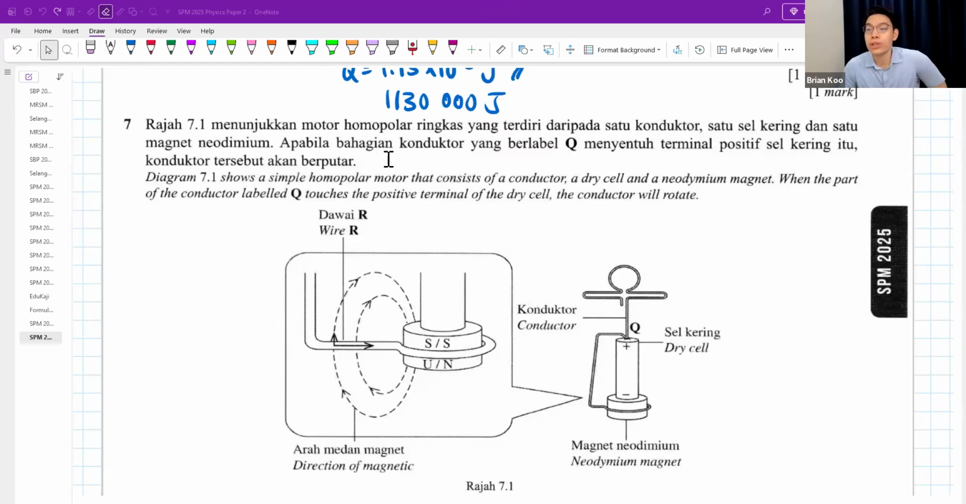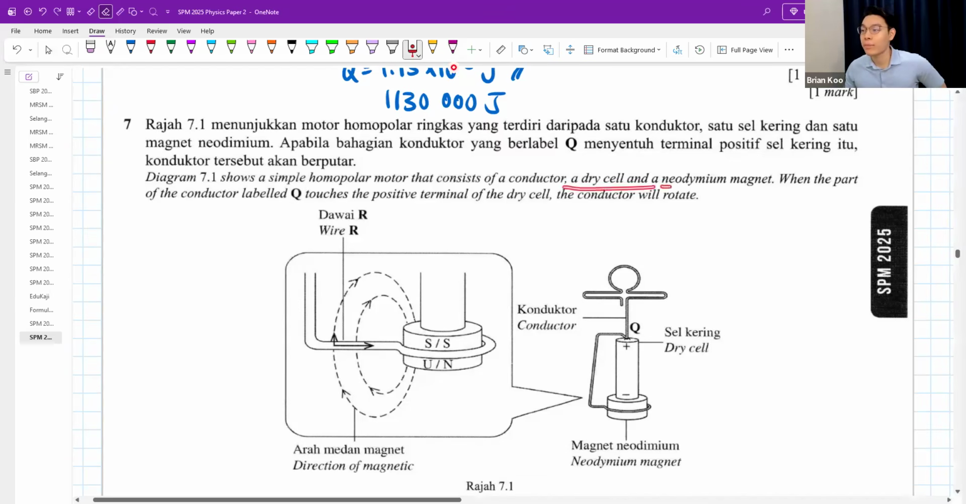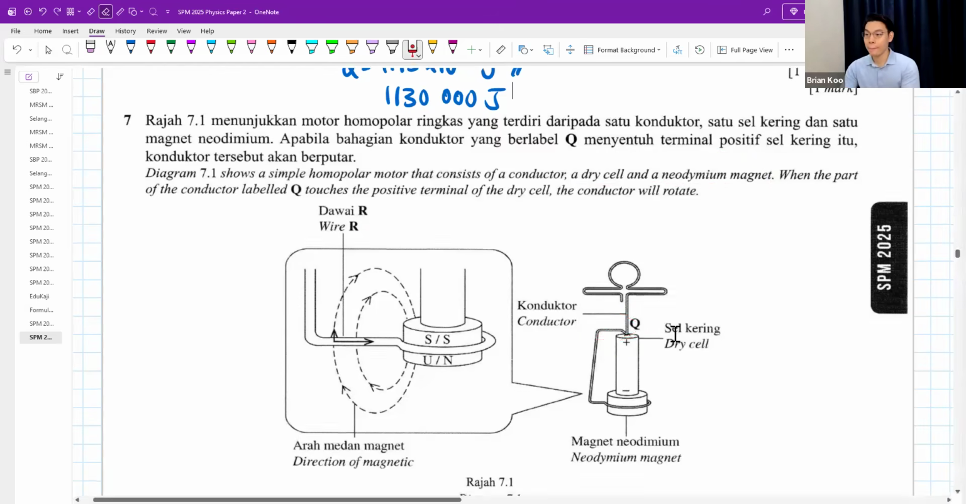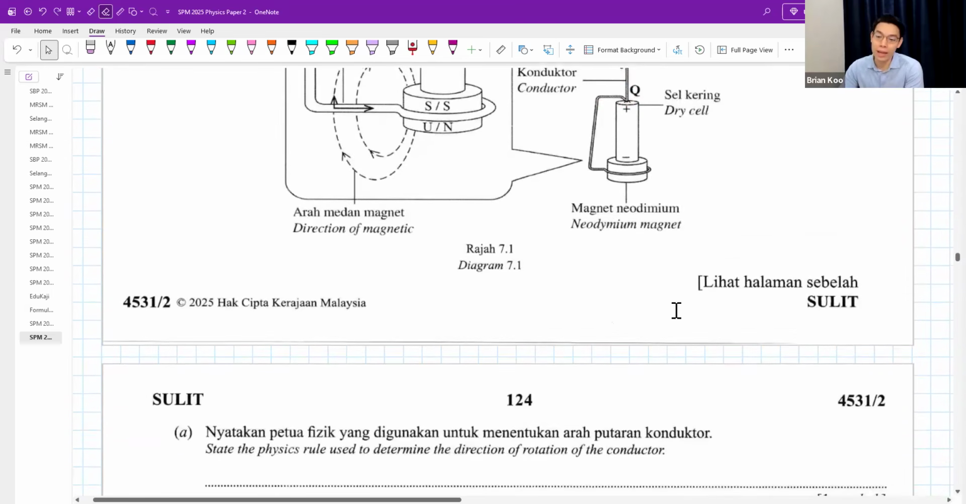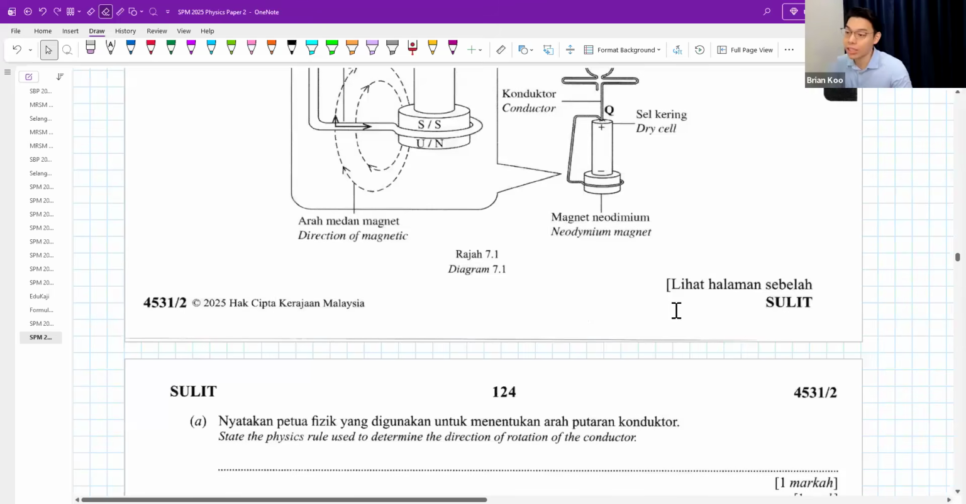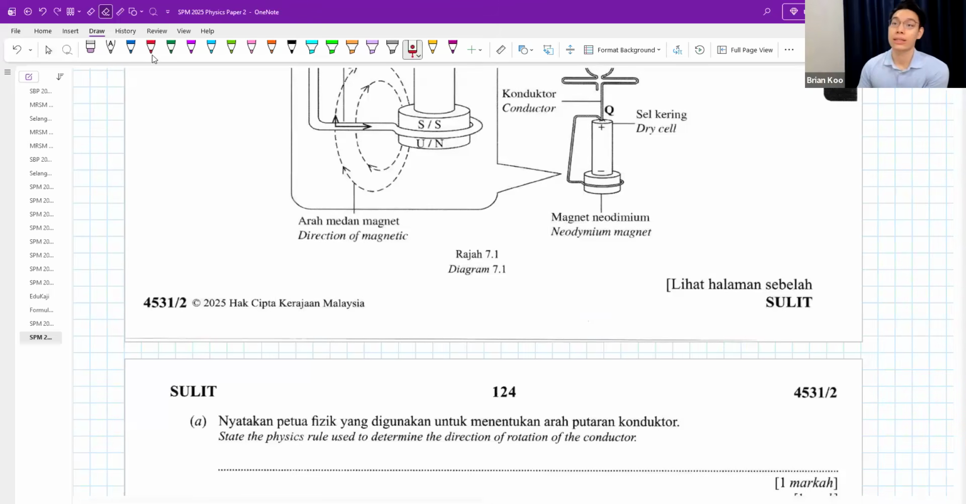Diagram 7.1 shows a simple homopolar motor that consists of a conductor, a dry cell, and a neodymium magnet. It's just a type of permanent magnet. When the part of the conductor labeled Q touches the positive terminal of the dry cell, the conductor will rotate. Okay, so this is the conductor. The conductor will rotate. Conductor is just a piece of wire, by the way.